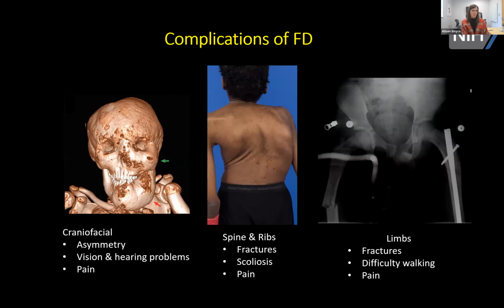And then, again, I won't spend too much time on this, but it's the formation of that disorganized bone and that extra fibrous tissue that leads to all the problems we see in FD. When FD involves the skull, the growth and the expansion of the fibrous tissue can lead to facial asymmetry, vision and hearing problems. When it affects the spine or the ribs, the bone is weaker, it can bend, leading to scoliosis and fractures. And the same thing can happen in the limbs. We can have fractures, bowing, difficulty walking, and in all of these compartments, fibrous dysplasia can cause pain.